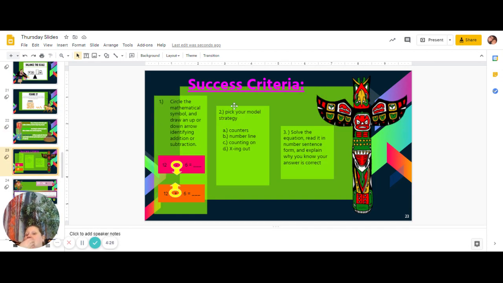Remembering we had 3 steps for success criteria this week. Number 1 was you were circling the mathematical symbol and then creating your up or down arrow signifying if it was addition or subtraction so you knew that your answer needed to go up or down. Number 2, you picked the model strategy that you were most comfortable with. So you could use counters, number lines, counting on, Xing out, whichever you chose was completely fine. You just needed to make sure that you continued to show your work and your thinking process. And lastly, when you solve the equation, you read it back using the number sentence, and then you explain how you know that that answer is correct.